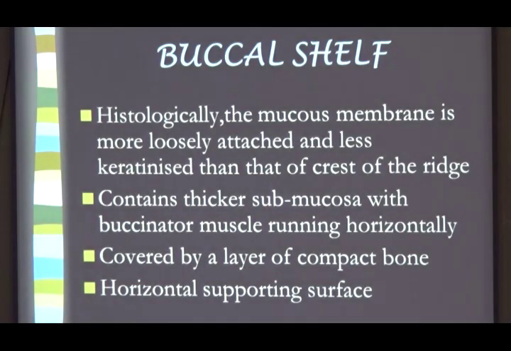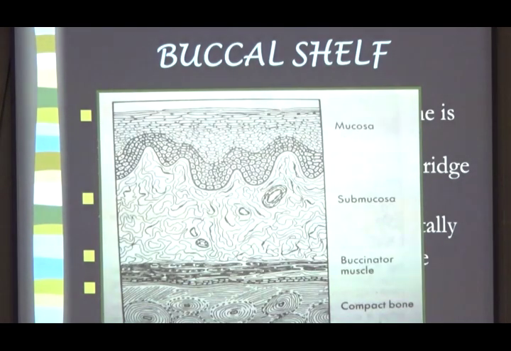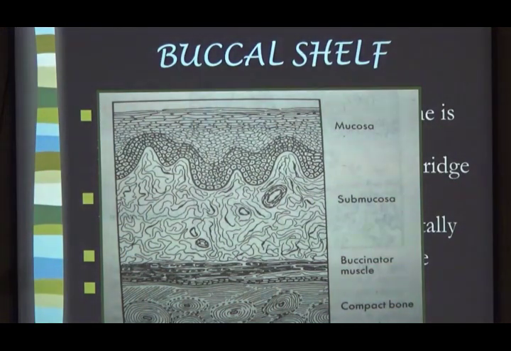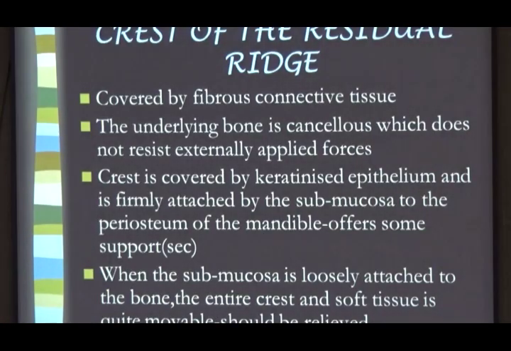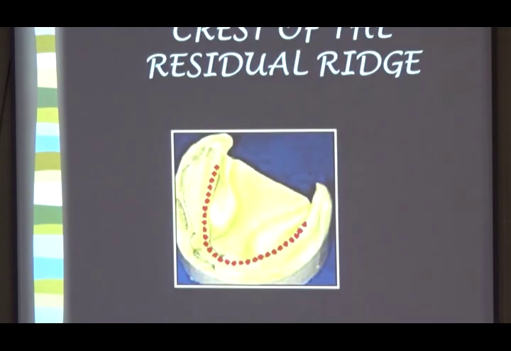So histologically, again, you have thick submucosa with buccinator passing through, compact bone and horizontal supporting surface. Compact bone, buccinator muscle in the submucosa, thick mucosa. So the crest of the residual alveolar ridge, whenever it is wide and broad, is considered a support area. Loosely attached, it has to be relieved. That is the crest of the residual alveolar ridge.